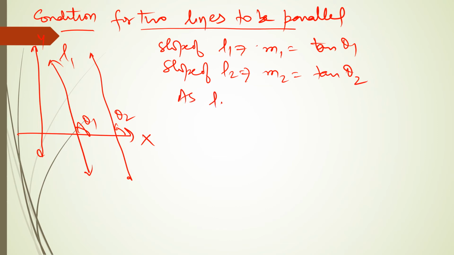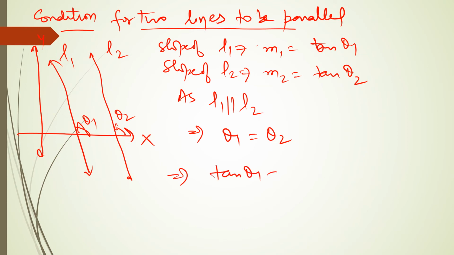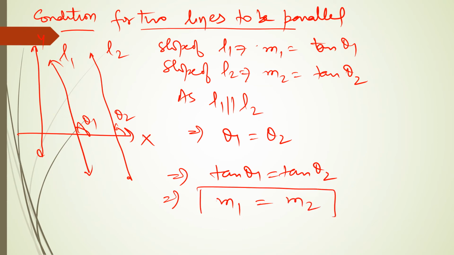As L1 is parallel to L2, it implies theta 1 will be equal to theta 2. The angles will also be equal. So it implies tan theta 1 is equal to tan theta 2. It implies m1 equals m2. So it means that when the lines are parallel, the slopes will be equal. This is the condition for lines to be parallel in terms of slope.